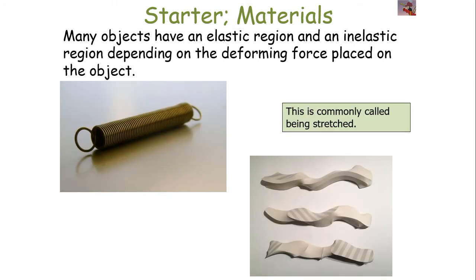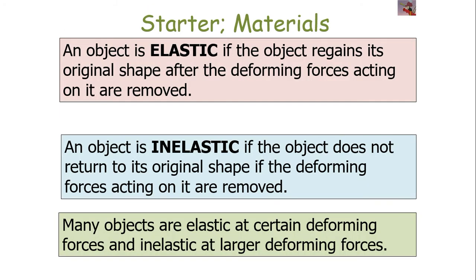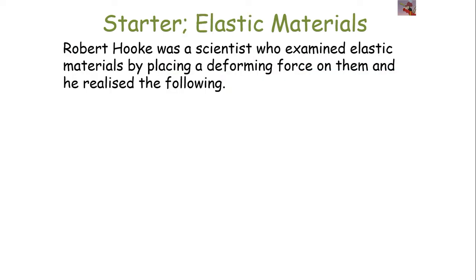Now, many objects have an elastic and inelastic region depending on the size of the deforming force placed upon it. At lower deforming forces, the object acts elastically, but at higher deforming forces, it will act inelastically. So, an object is elastic if the object regains its original shape after the deforming forces acting on it are removed. An object is inelastic if it does not return to its original shape if the deforming forces acting on it are removed. Many objects are elastic at certain deforming forces, but inelastic at larger deforming forces.